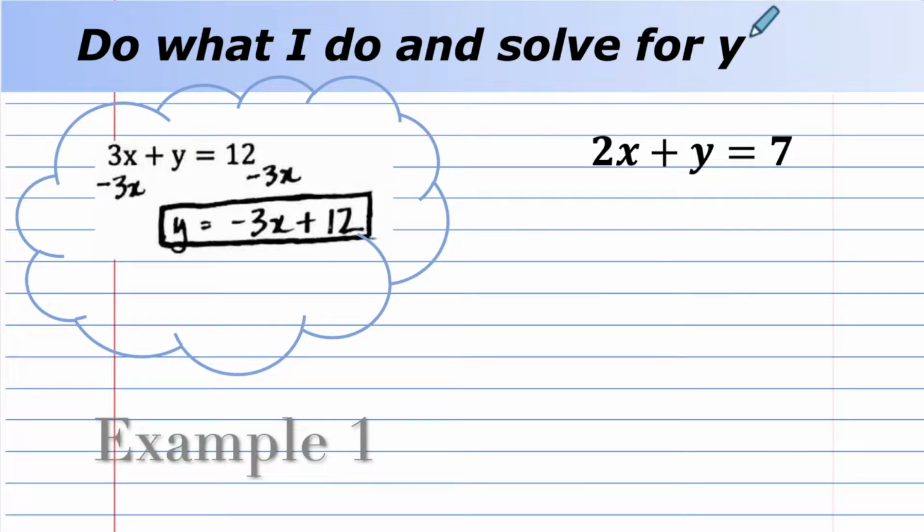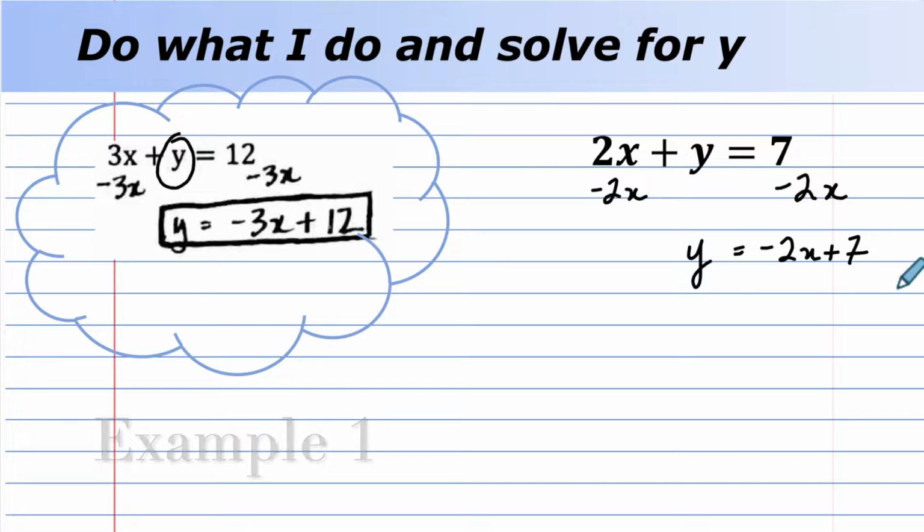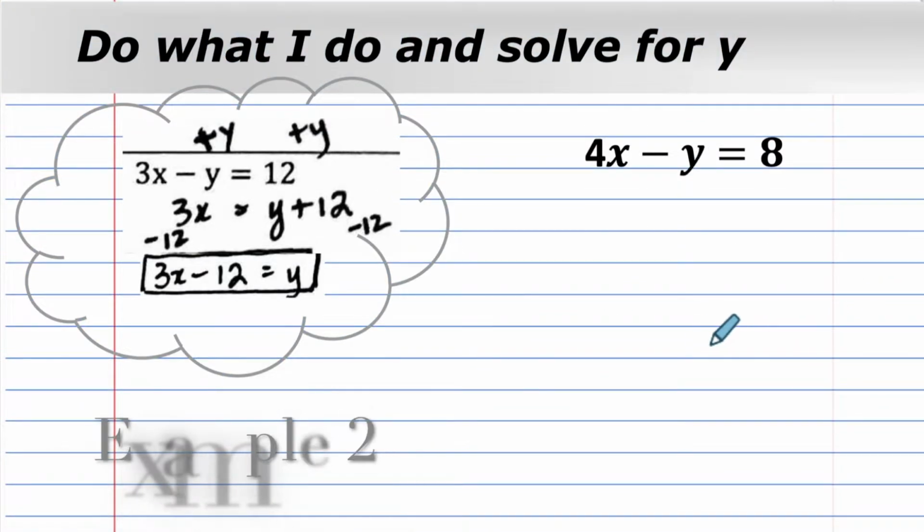Get y by itself. So here, someone else's work, which happens to be mine, shows isolating y by subtracting 3x from both sides. And it turns out that's pretty much the only method that can be done. Subtract 2x, subtract 2x here, and y is equal to negative 2x plus 7. Same method. Next one.